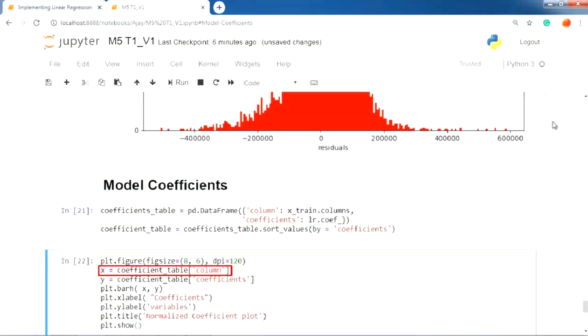For this, we will define x as the name of the independent variables and y as the coefficients calculated for those independent variables. Now we visualize this using a horizontal bar graph. We pass the list of columns and corresponding coefficients calculated by the model. Now let's run this cell and see the coefficients.